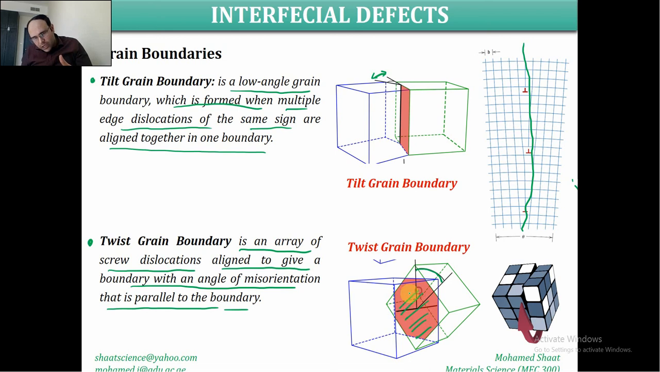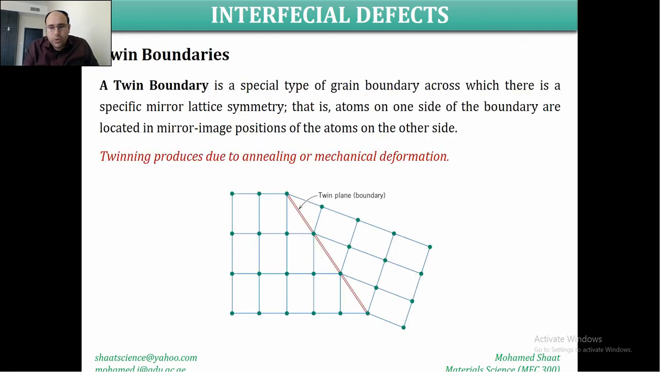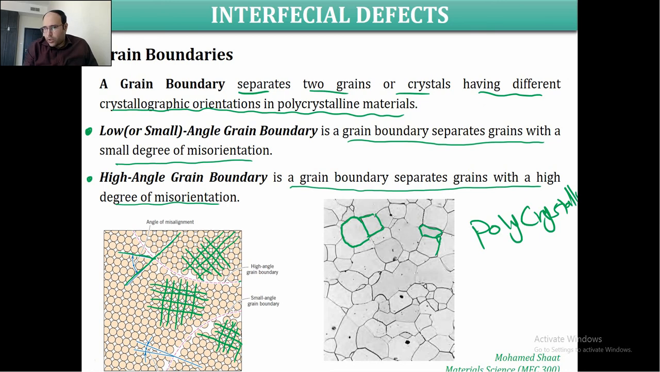So this red part, this is the boundary. The angle of misorientation for the tilt grain boundary is perpendicular to the grain boundary, but here it is parallel to the grain boundary, indicating this is a twist. So this is a twist grain boundary that could also be generated as one type of the interfacial defects. So these are the grain boundaries.